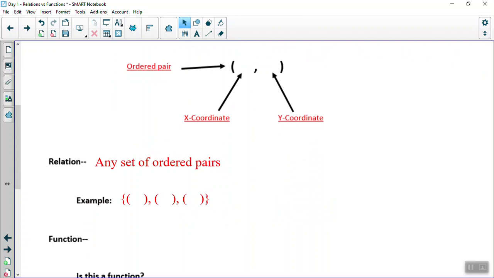So what I'd like you to do right now, as a try on your own, is just come up with three different ordered pairs. So we have our curly brackets, and then inside each set of parentheses, you're going to put two numbers, an x-coordinate and a y-coordinate. Remember, they don't need to be related in any specific way. It could just be any three random ordered pairs. Go ahead and fill that in now.